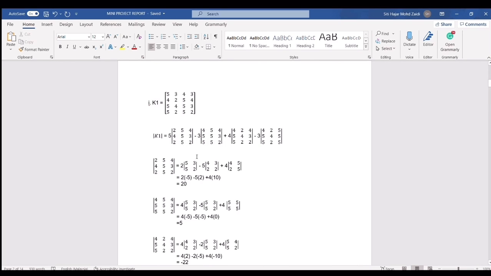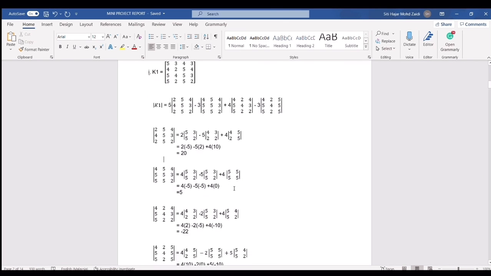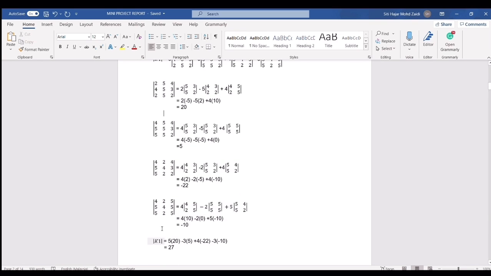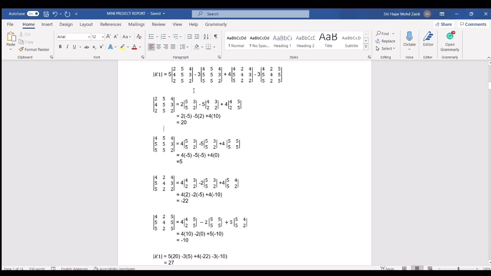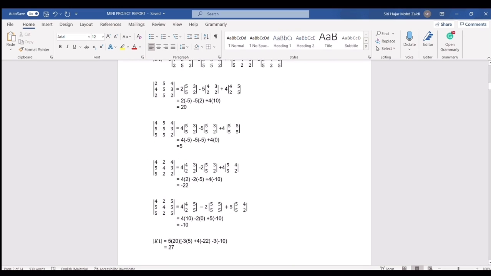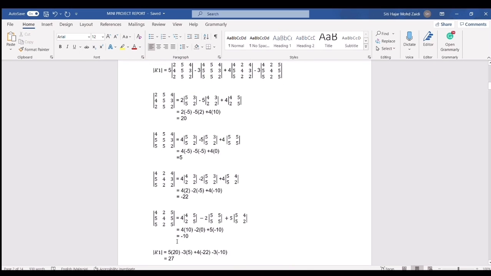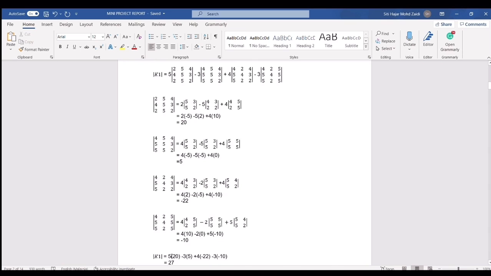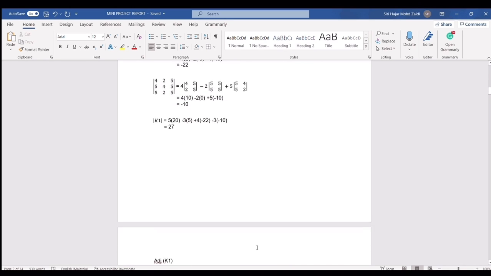So in order to not get confused, we did the same thing right here by closing down the first column first row, second column first row, third column first row. And it is basically what you got after doing that. We're not done yet, so we have to sum up all together the results that we get, which is 5 multiplied by 20, minus 3 multiplied by 5, plus 4 multiplied by negative 22, and minus 3 multiplied by negative 10, and you will find the determinant of K1 is 27.